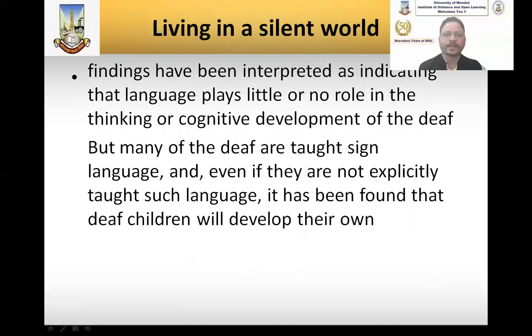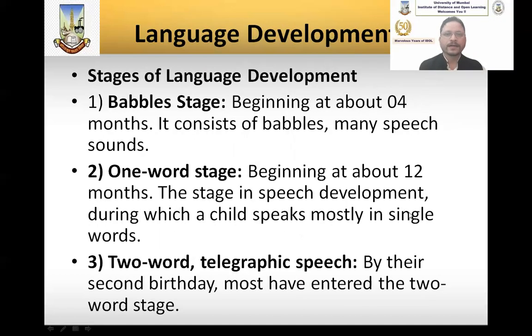Now, what is the babble stage? It begins at about 4 months. It consists of babbles, many speech sounds. So when a child is about 4 months old, he or she makes different kinds of sounds with the mouth. That is what we call the babble stage, babble speech, till the age of 4 months.